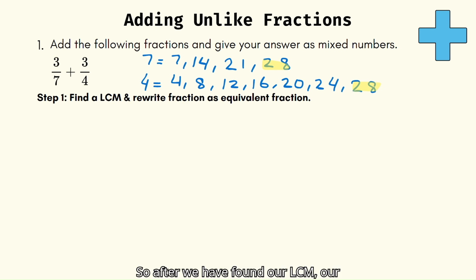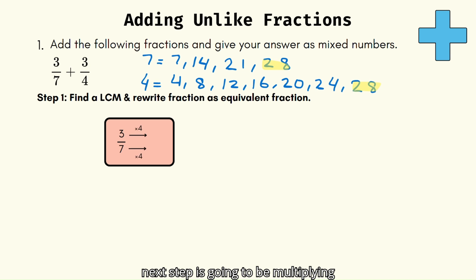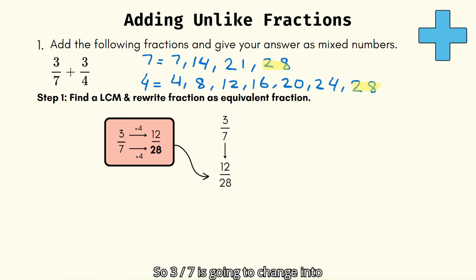So after we have found our LCM, our next step is going to be multiplying both the numerator and the denominator by a certain number that will give us the denominator of the fraction as 28. So 7 times 4 is 28. So we're going to multiply the numerator 3 by 4, which will equal 12. So 3 over 7 is going to change into 12 over 28.